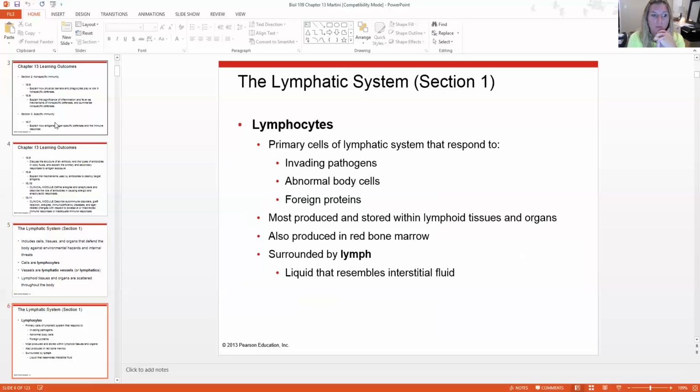So let's talk about those lymphocytes. Those lymphocytes are the primary cells that respond to invading pathogens, any abnormal body cells, as well as foreign proteins. Most of these lymphocytes are produced and stored within the lymph tissue or within the lymph organs. They are produced within the red bone marrow as well, and they're surrounded by lymph. Lymph is a liquid that somewhat resembles the constitution of the interstitial fluid. So it's kind of watery, salty. It's that saltwater mix that surrounds cells.